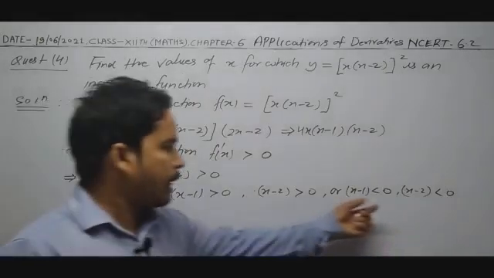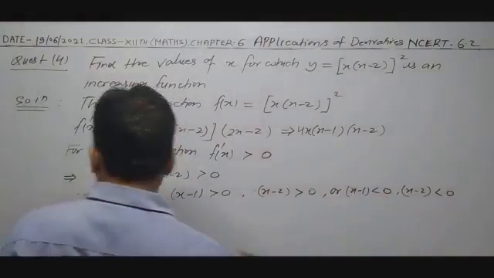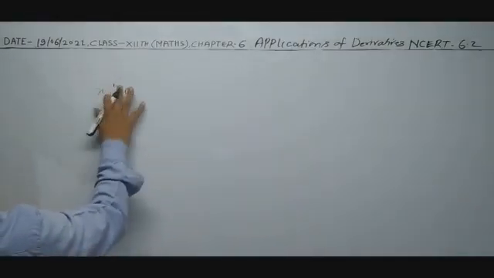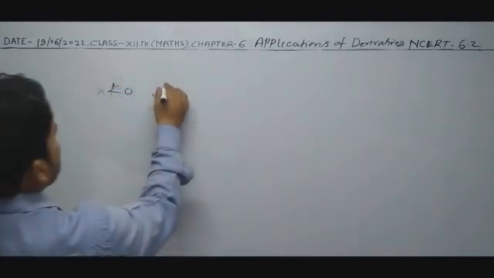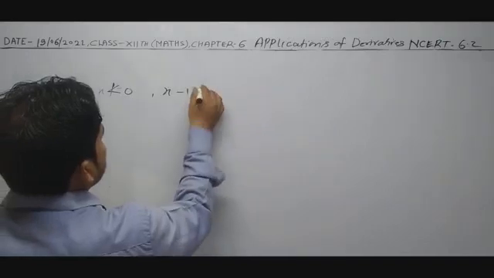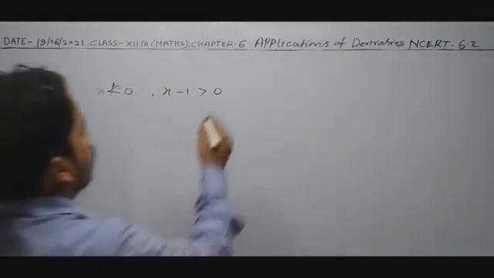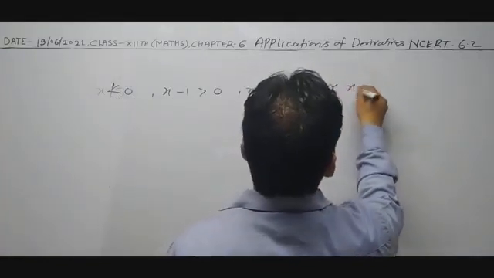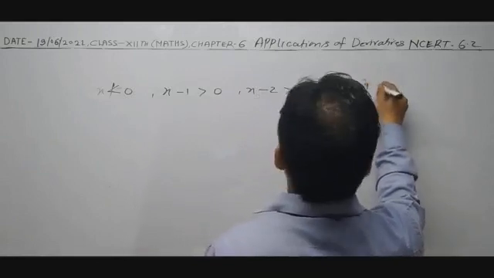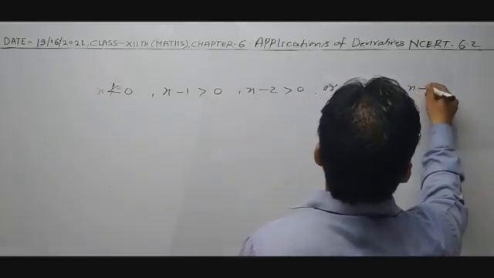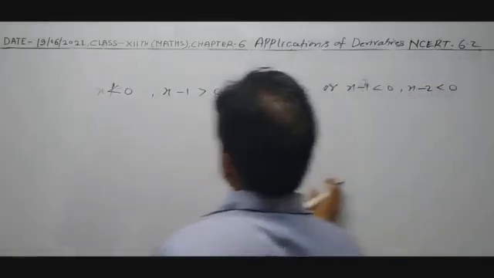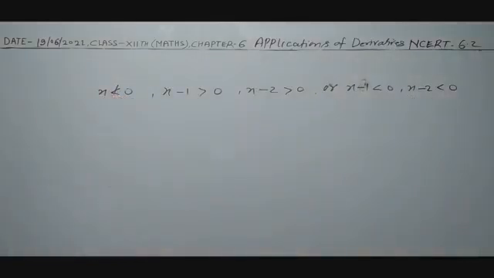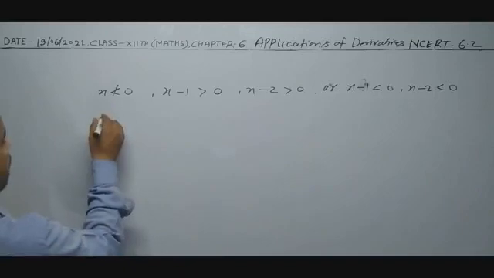So when you draw the number line, what result do you get? x cannot be less than 0. x minus 1 is greater than 0, x minus 2 is greater than 0, or x minus 1 is less than 0, or x minus 2 is less than 0. And always remember, x is not less than 0. So you will get the result.